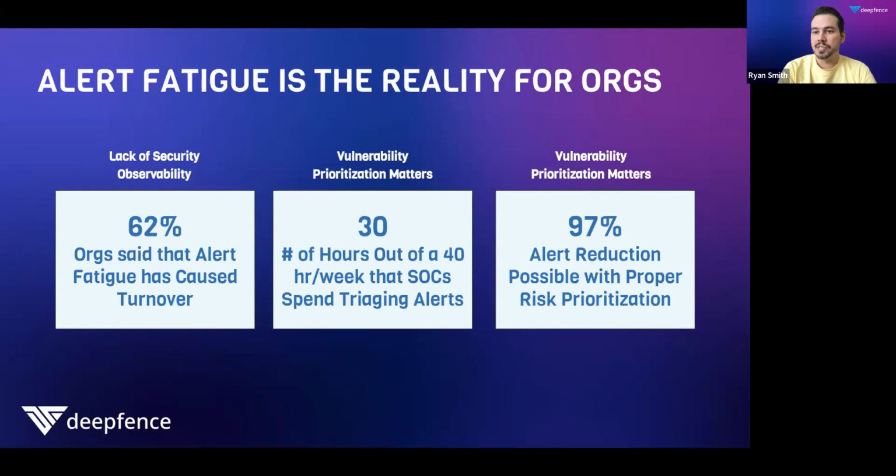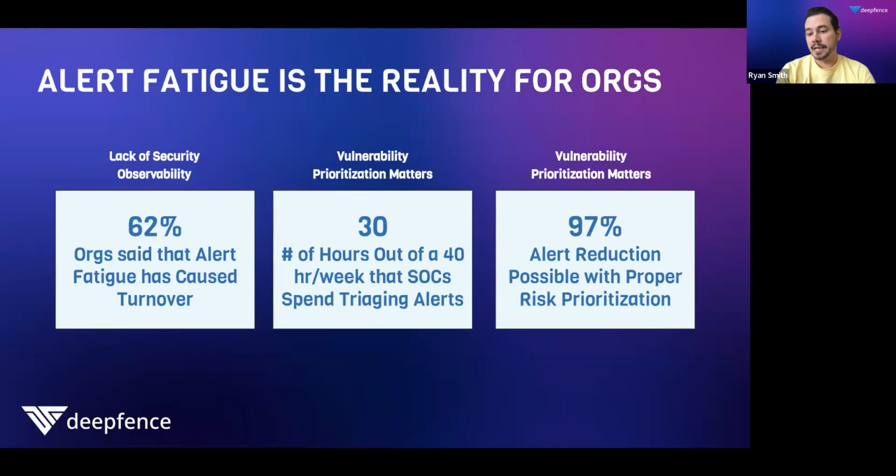97% of alerts that we get from our security tooling can be reduced. So that 30 hours a week turns into 1 hour a week of alert triaging, and it opens up so much more potential for our security teams to contribute in positive ways to our security risk and compliance posture that we didn't have before.